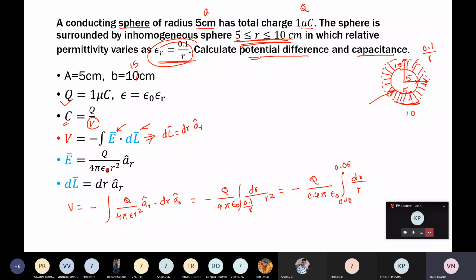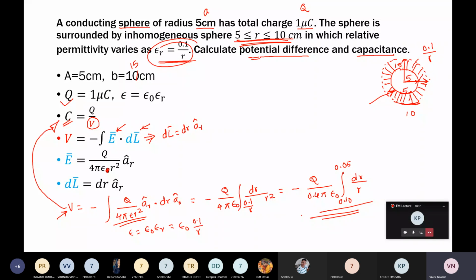We want to put everything in terms of meters. And now you are going to solve this integral. From here you get the value of V. Put this V value in this expression. Q is given to you, so Q upon V we will have the capacitance. There are a few mathematical steps involved in solving the integral. Epsilon is equal to epsilon 0 epsilon r, but epsilon r itself is expressed as 0.1 upon r. So we have to manipulate the constant terms, and we will be left with this final step to be evaluated.